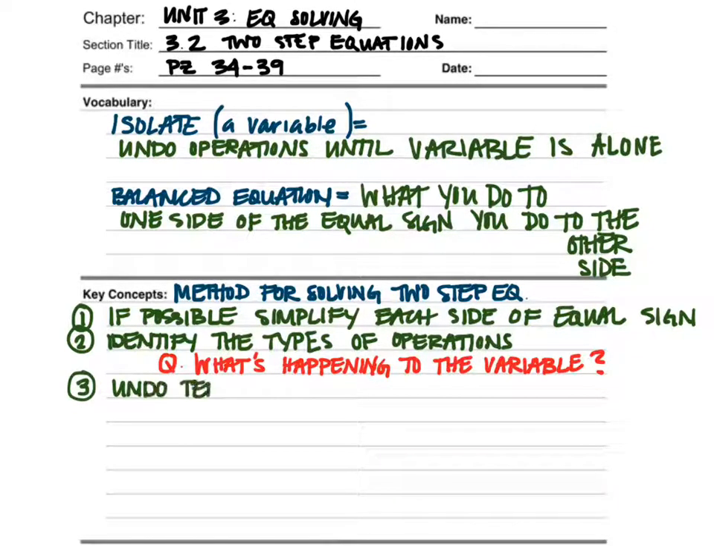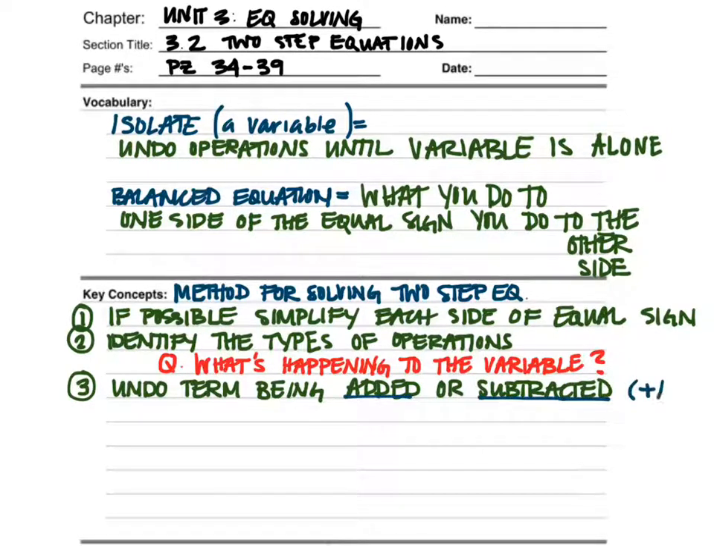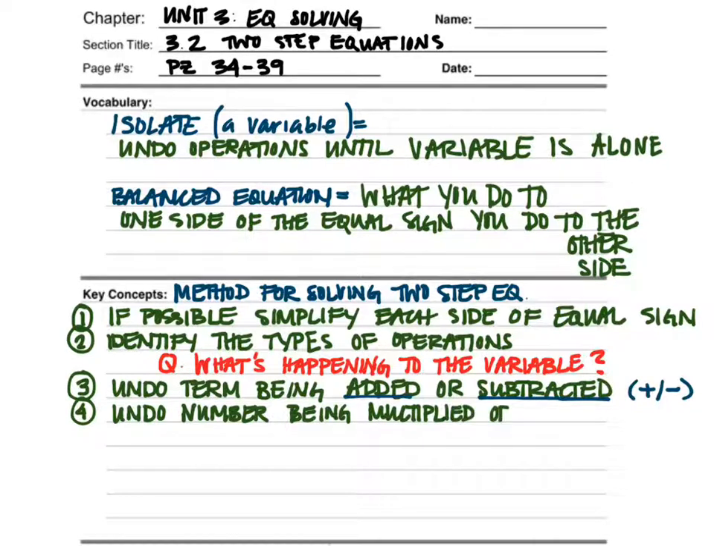Step 3 is asking us to undo the term that is being added or subtracted. So there's a term on the side of the variable that's being added or subtracted. We're going to undo that first. And then we're going to go ahead with step 4 and undo the number that is either being multiplied or divided.